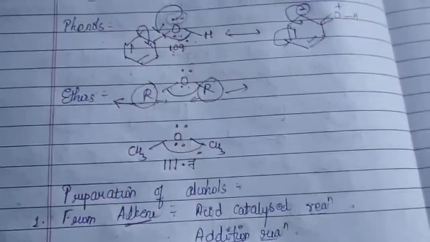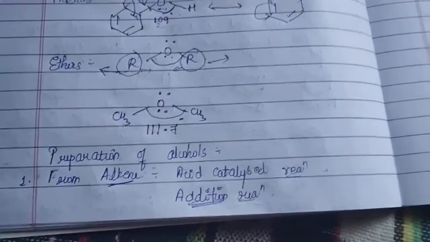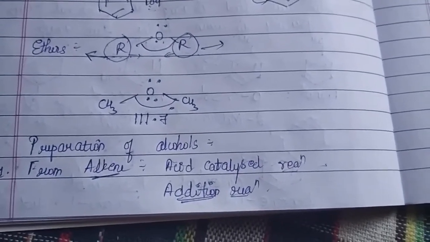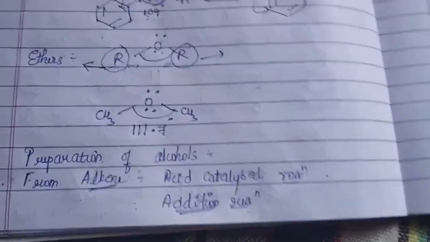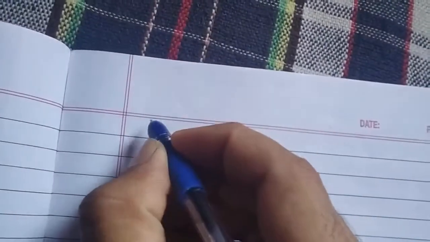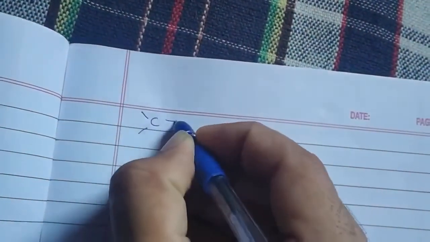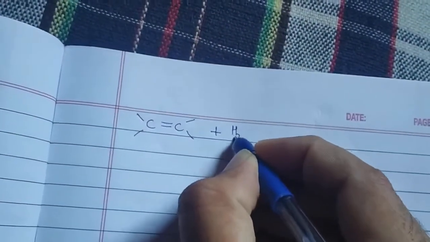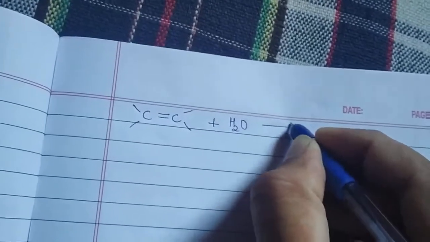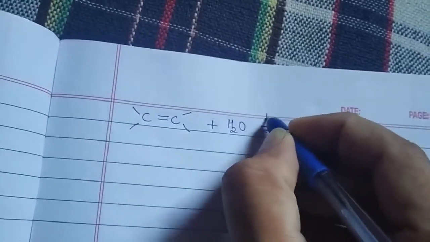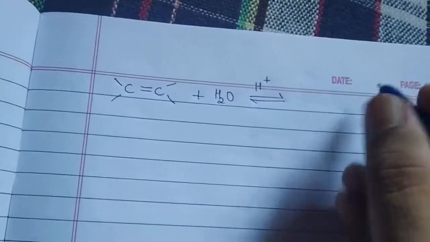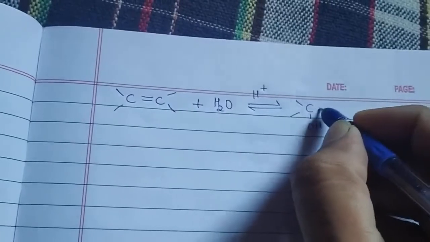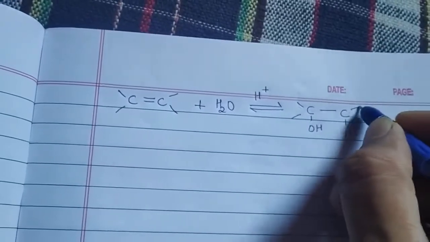Addition reaction. So before that, let us first deal with our reaction, that how can we convert your alkenes to your alcohols using an acid as a catalyst. So basically, when we are treating our alkenes with water in the presence of acid, so what will be happening over here is we are going to get our respective alcohol. We are going to get our respective alcohol.